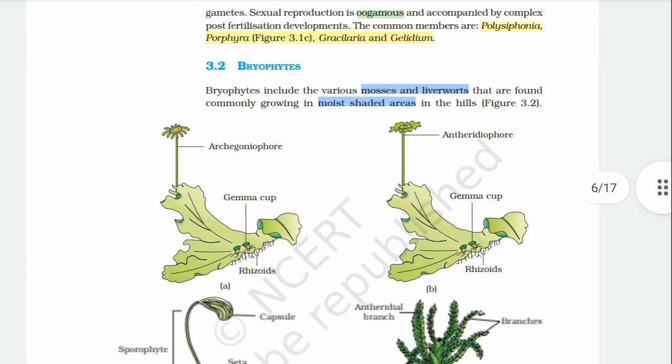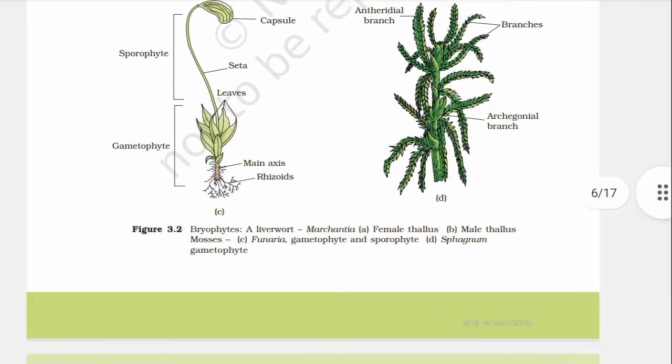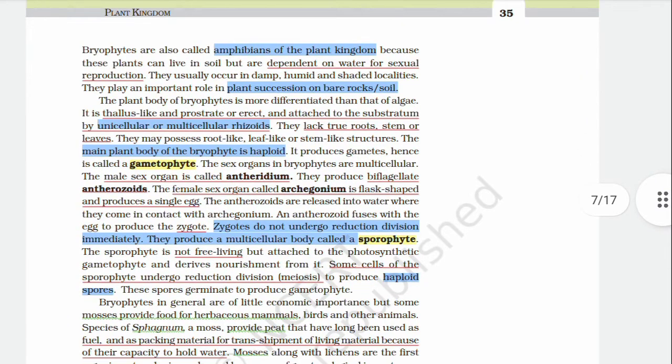Bryophytes include various mosses and liverworts that are found commonly in moist and shaded areas. And these are characteristics of bryophytes. So bryophytes are called the amphibians of the plant kingdom. What are amphibians? They can live both on land and in water. So here these plants grow in soil but they are dependent on water for sexual reproduction. They require a damp, humid place to grow on.